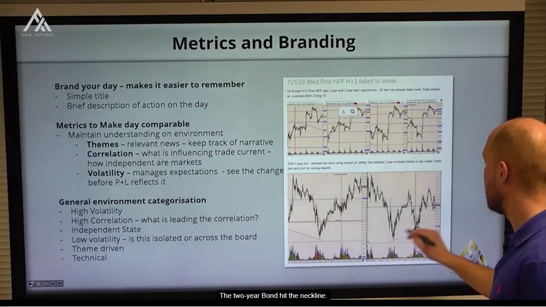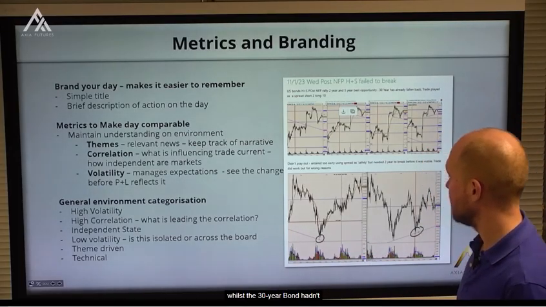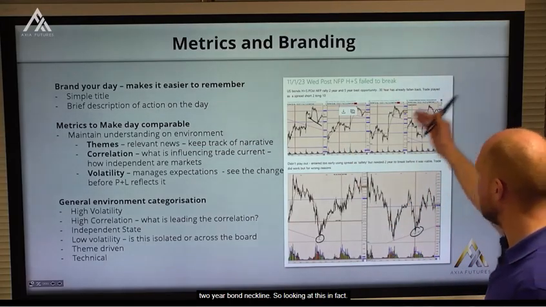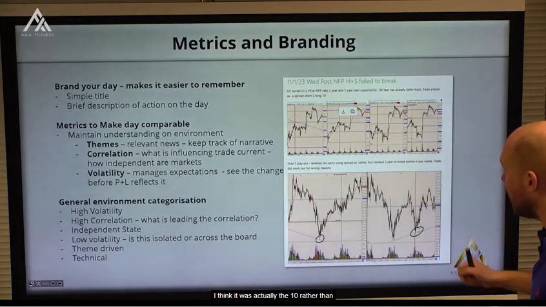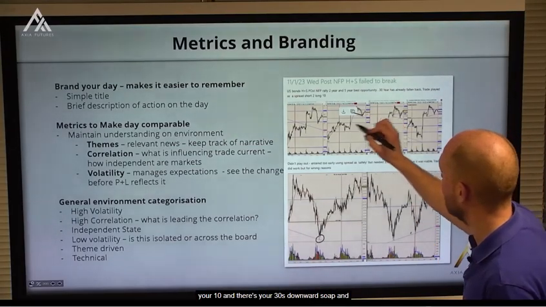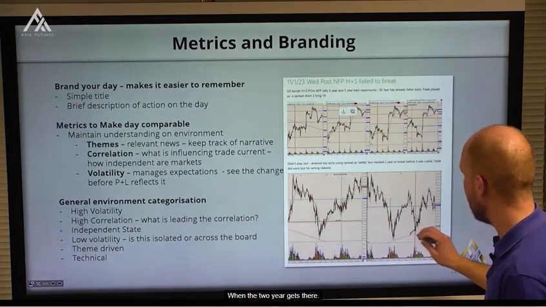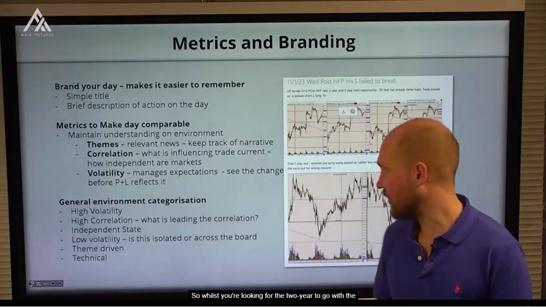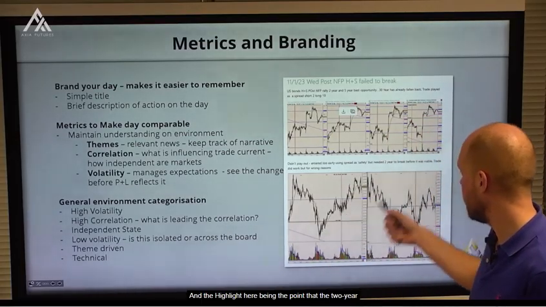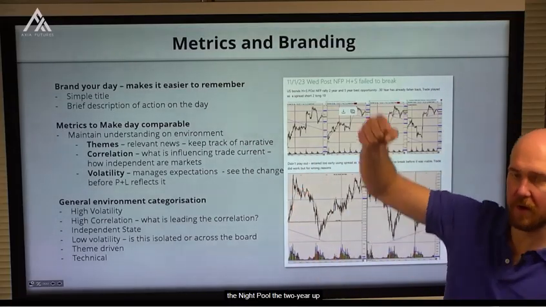Now, the 2-year bond hit the neckline, whilst the 30-year bond hadn't. So that's the 30-year bond neckline. There's your 2-year bond neckline. So looking at this, in fact, I think it was actually the 10 rather than the 30. But with each of them, there's your 10 and there's your 30, downward sloping necklines. They weren't at it when the 2-year gets there. So whilst you're looking for the 2-year to go, with the others not breaking, and the highlight here being the point that the 2-year hits the neckline, with the others not breaking, the move doesn't happen. And they pull the 2-year up.